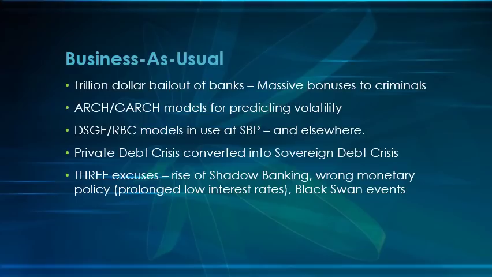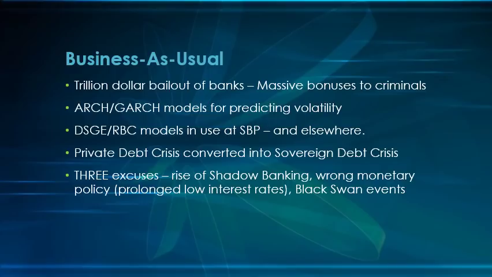The RBC and DSGE models that failed completely are in use in monetary policy departments all over the world, including our own State Bank. There are three excuses that have been developed by Krugman and others of mainstream macro. They say there was a large shadow banking sector, the derivatives, etc., which came into existence which we didn't know about, and so that's why we missed the global financial crisis.